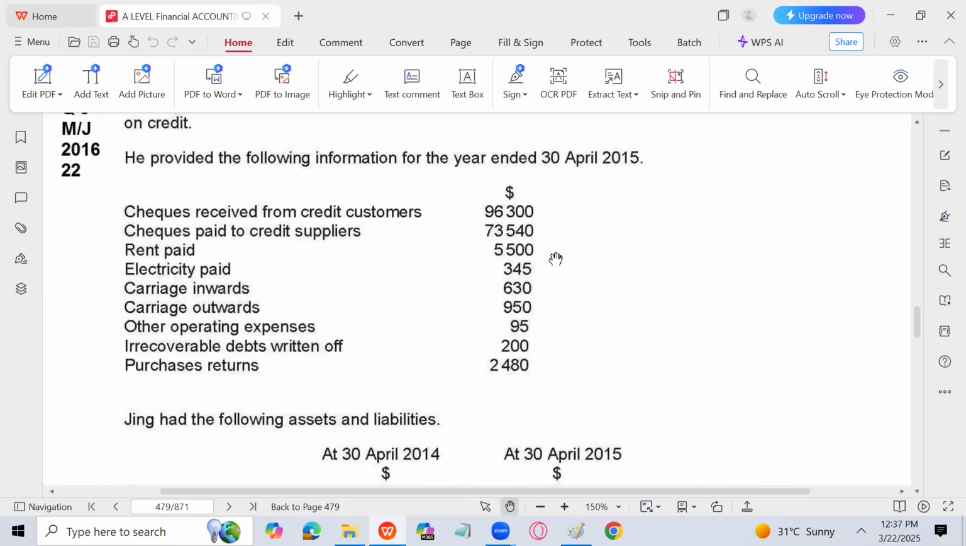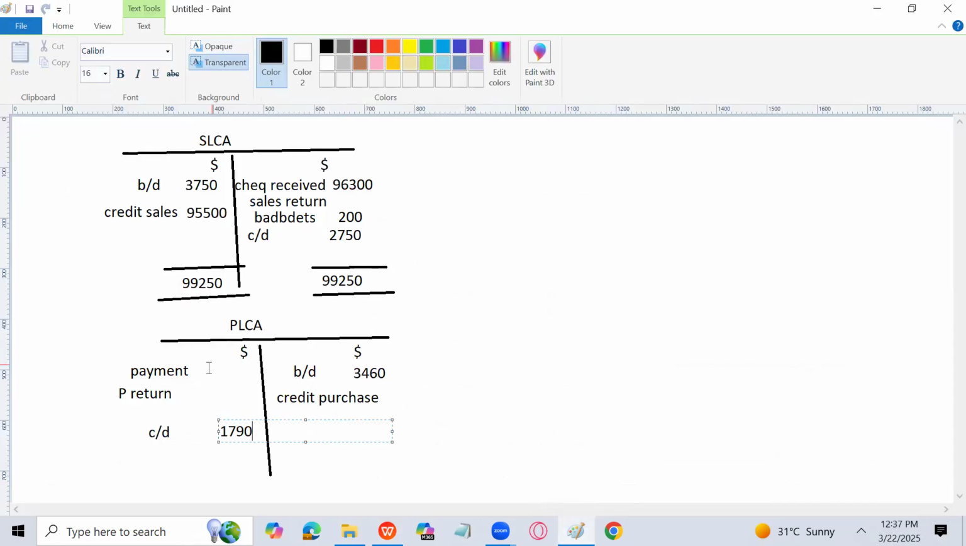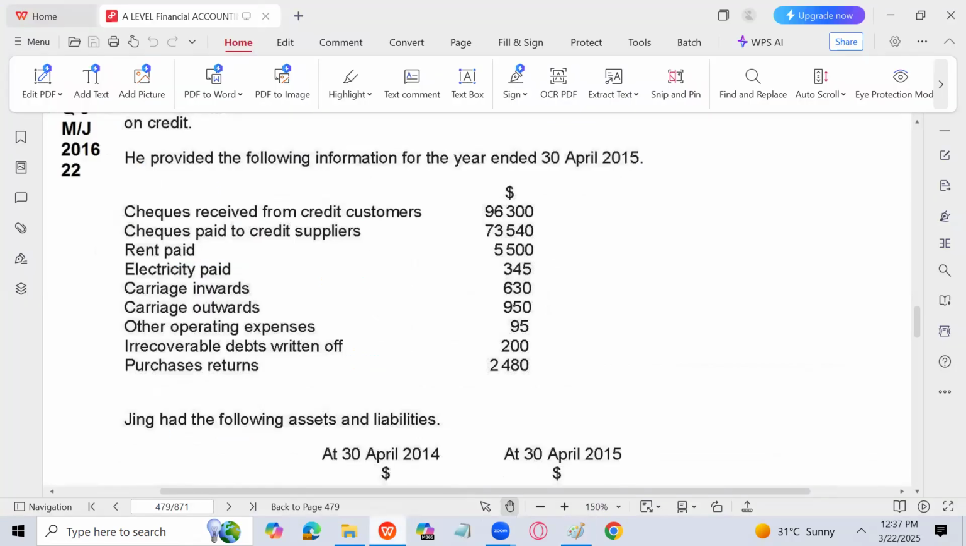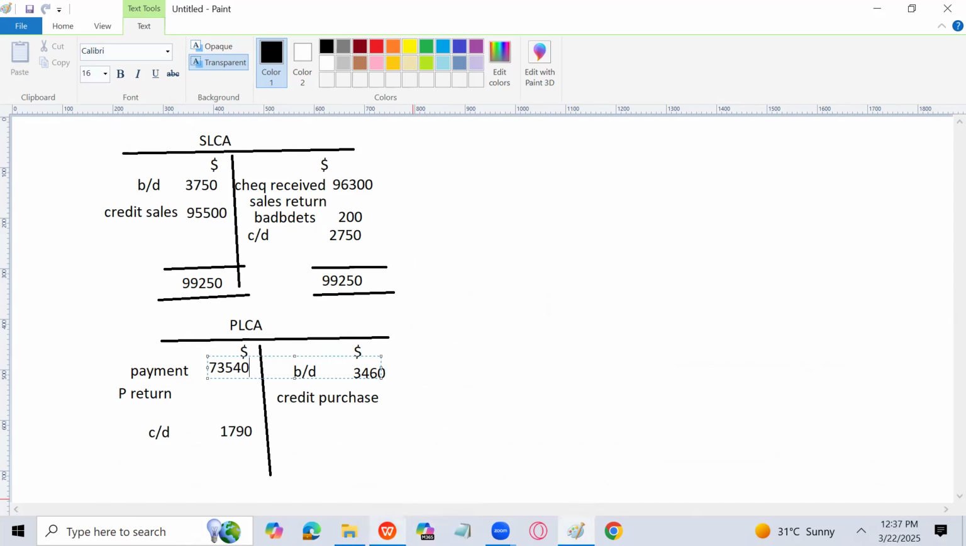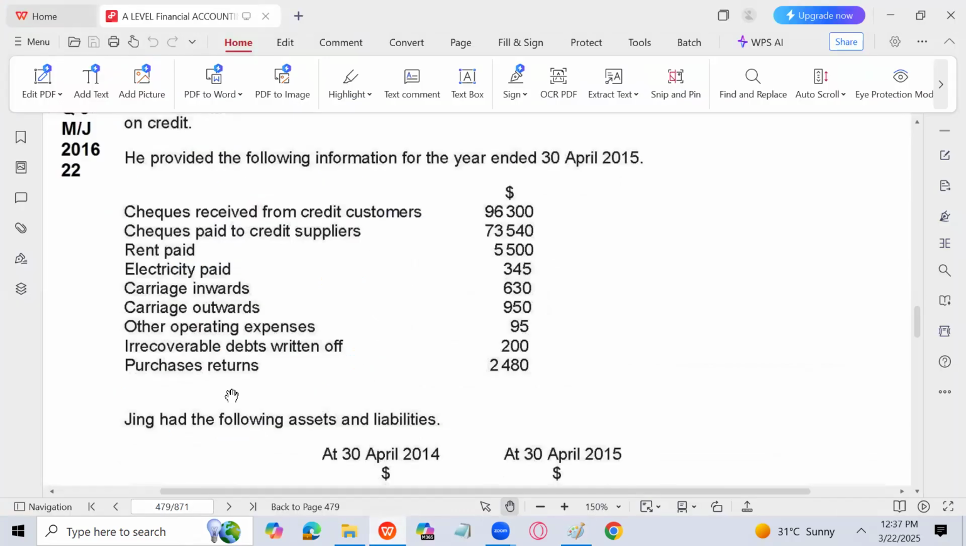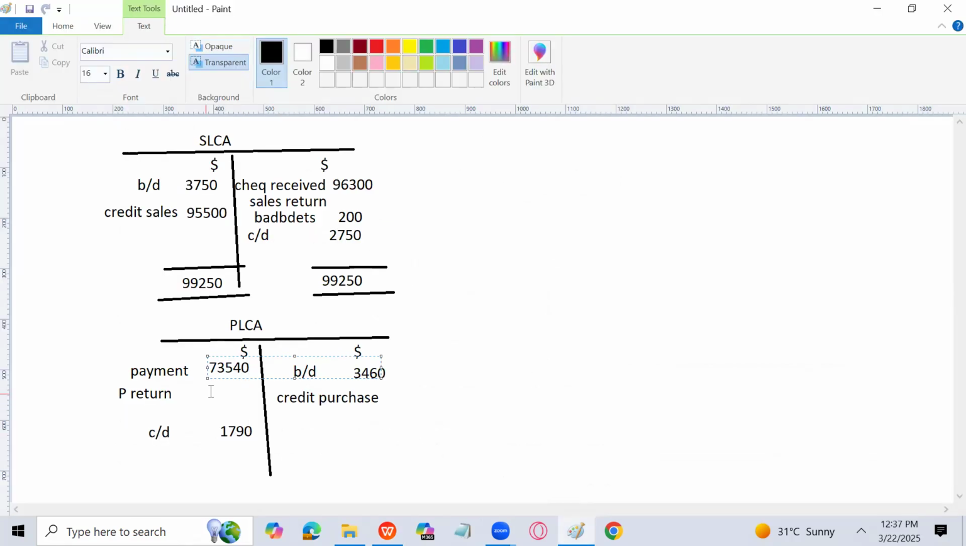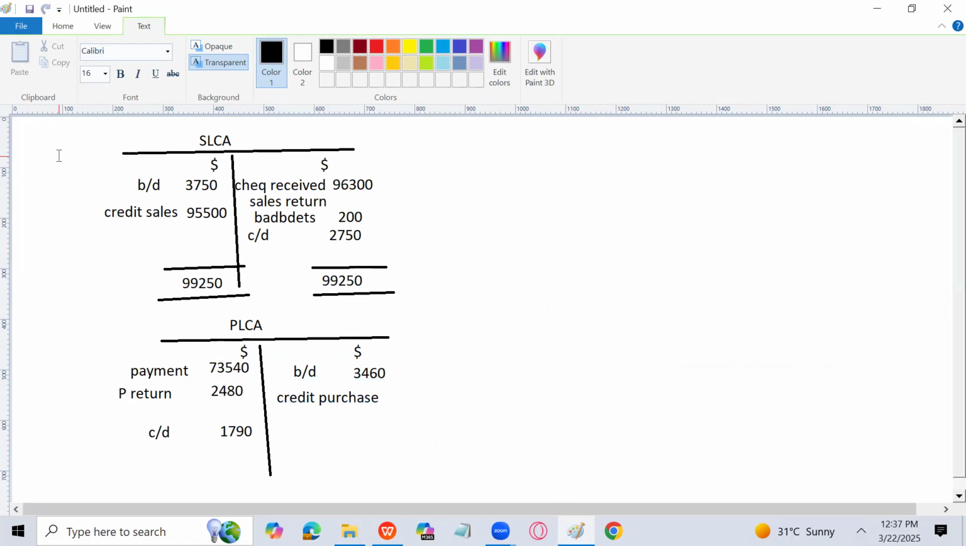Payment to trade payable that is given. Cheque paid to credit supplier, 73540. I will write here payment to trade payable 73540. Then purchase return, it is given over here, purchase return 2480. The trade payable is going to be debited because of purchase return 2480. Right? So I will go with the total.